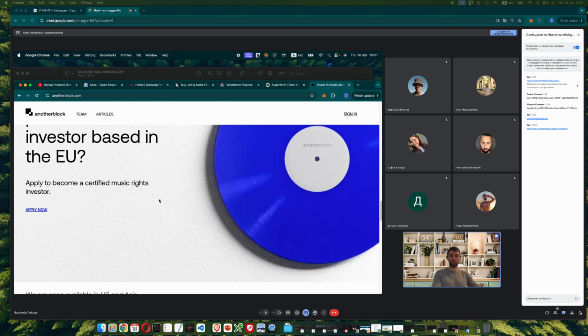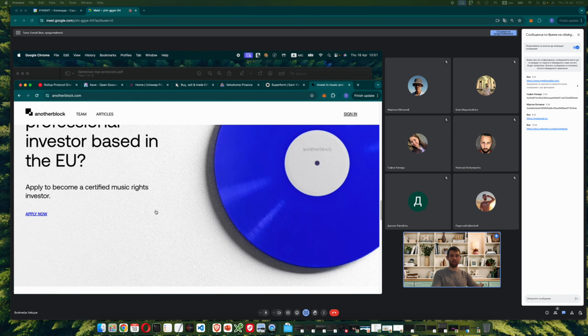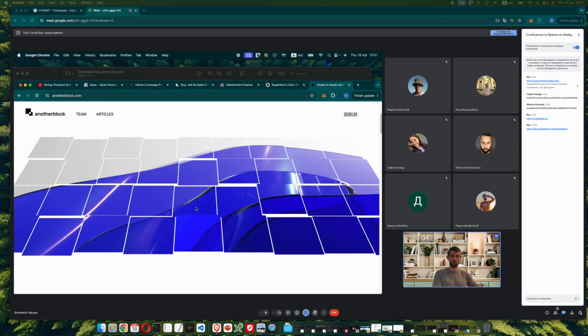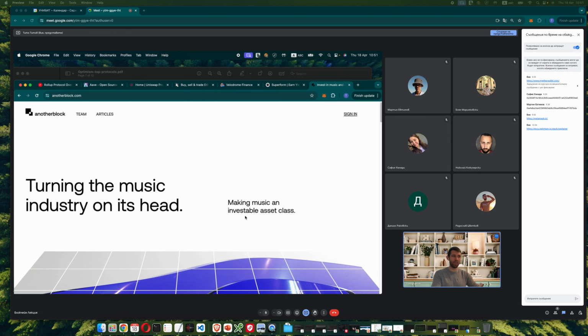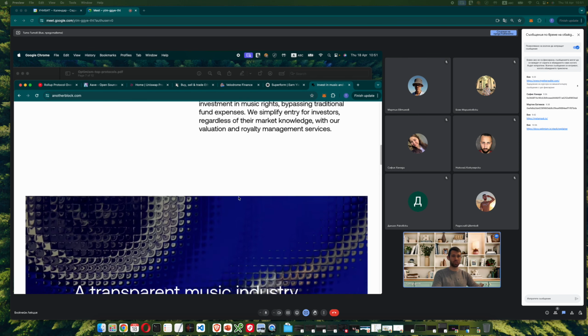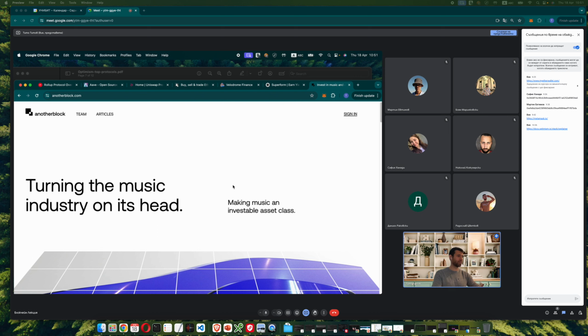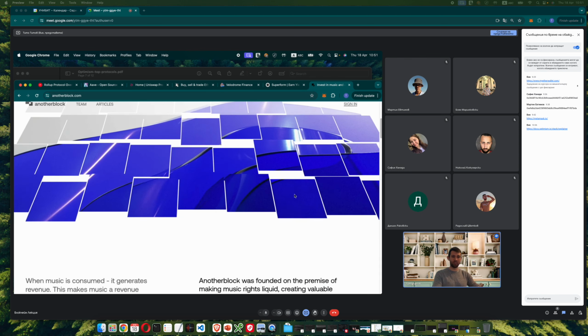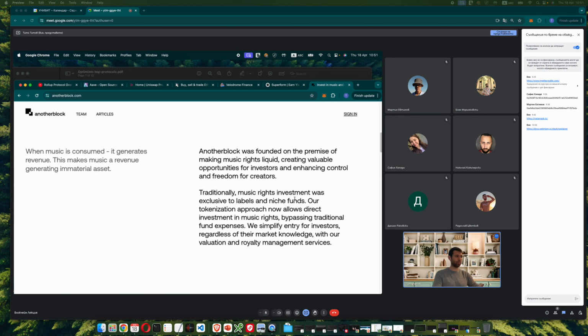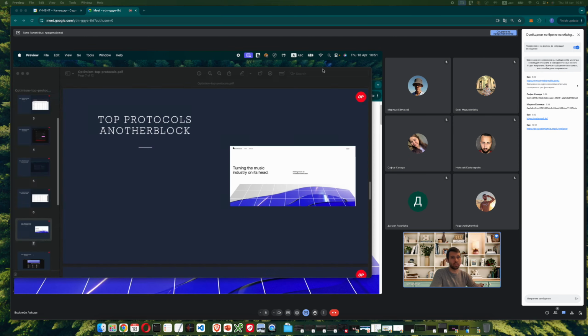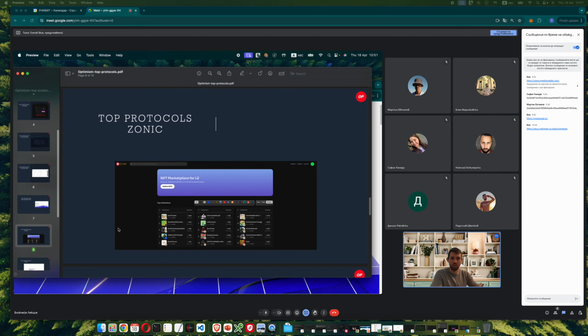So if you're based in EU, you can apply and become a music rights investor, which is cool. This is another usage of blockchain, which is not the typical one. Basically, on chain you can buy the rights for some music, and when the music rights are sold again on chain, you can track everything. It's completely transparent and you can take your profit out of it permissionlessly. So it's a good idea in my opinion.